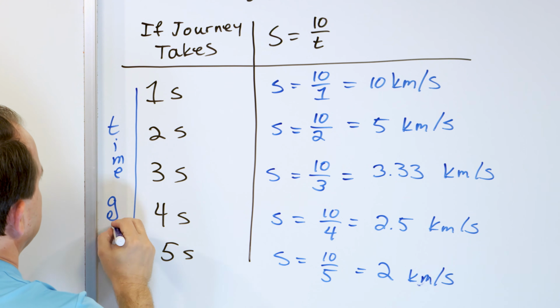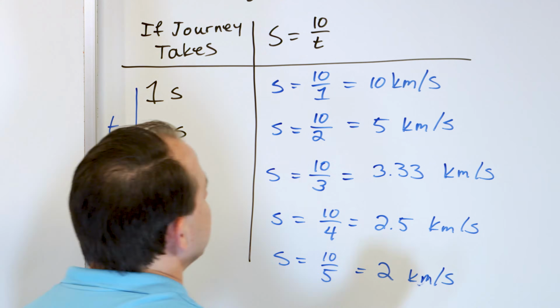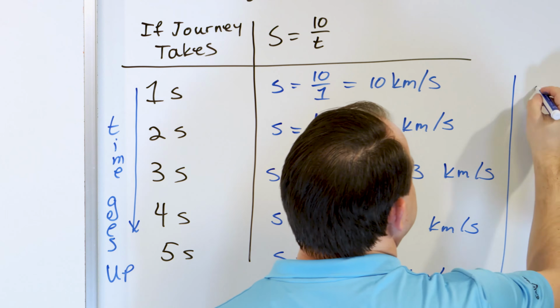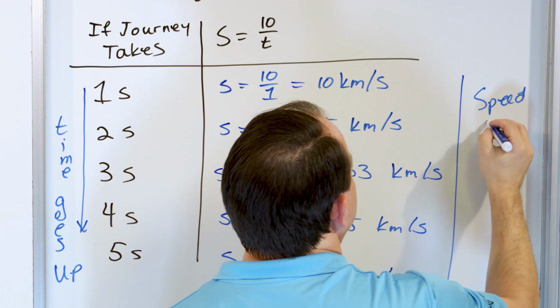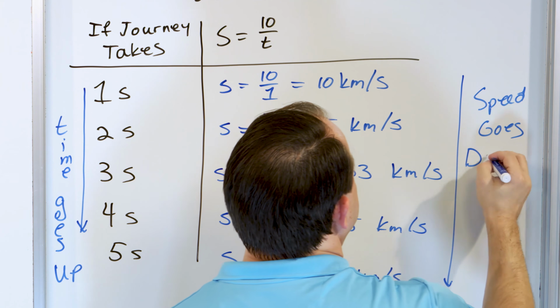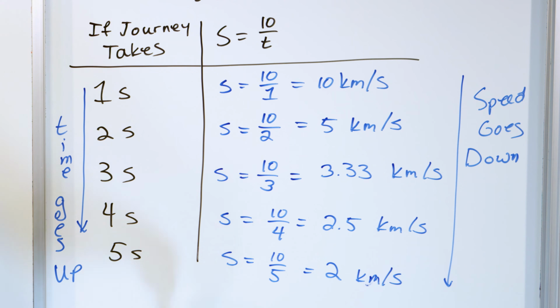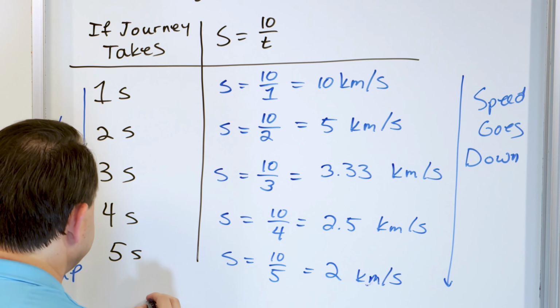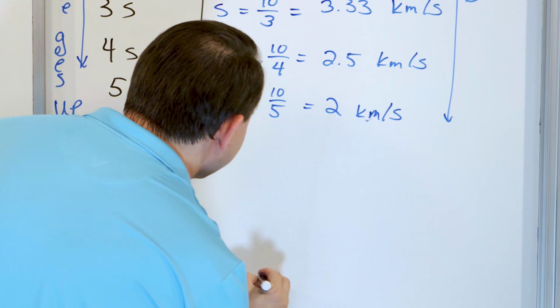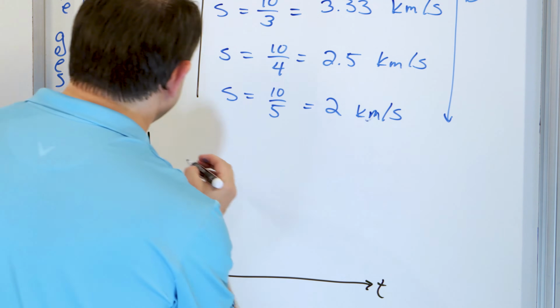So you can see what happens: as the time goes up, here, right here, the speed goes down. But it doesn't go down in a line. You might think it's a line because of what we talked about earlier, but it doesn't go down in a line. So we need to actually draw a plot of this to show you what it really looks like. This is not going to be exact, but it's going to be enough to get the point across.